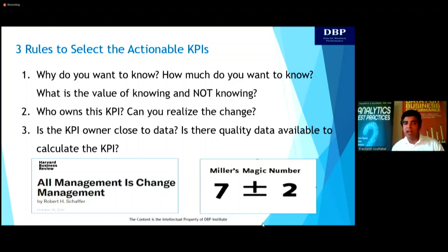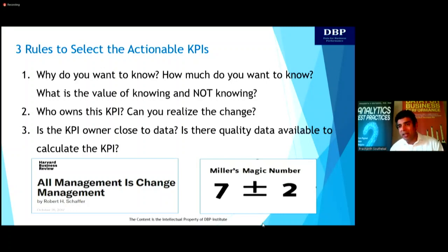And next, number 3, do you have good quality data to calculate the KPI? Many of the KPIs are challenged because the data is not reliable. So do you have good quality data to calculate the KPIs? And next one, how many KPIs should we have, Prashanth?